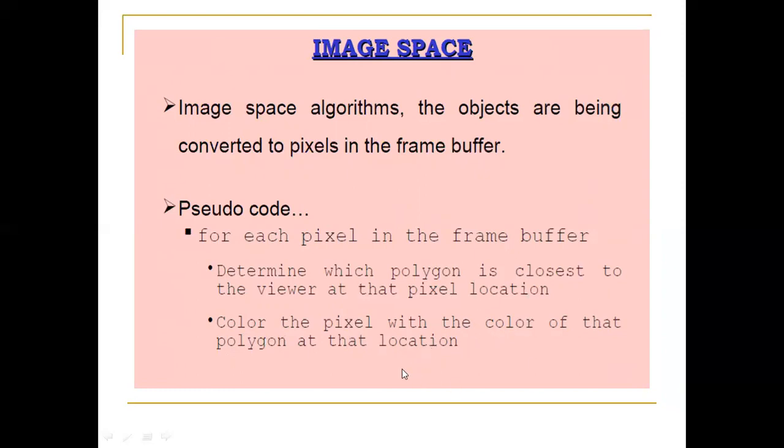So here in the image space method, we are trying to find the distance between the viewer and the pixel location. If the distance is less, that means that particular surface or part of the object is very close to the viewer, so it can be seen. The one which is very far, at a very long distance, can be taken as the invisible surface.